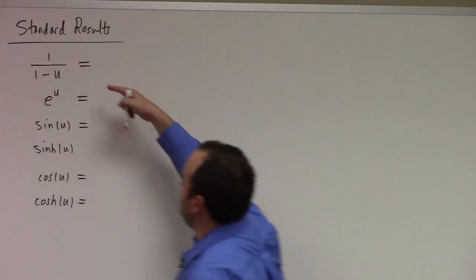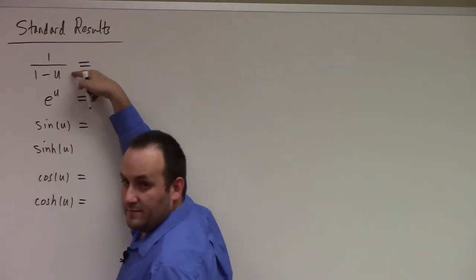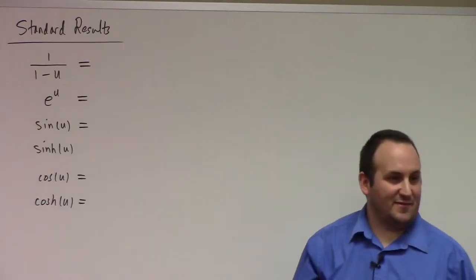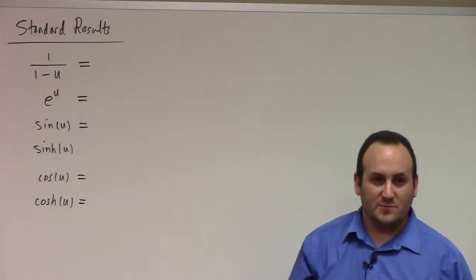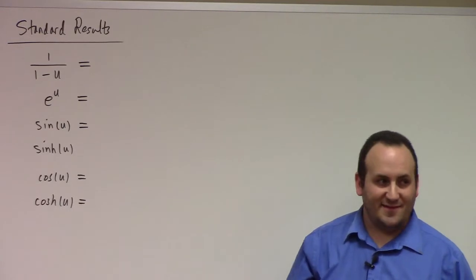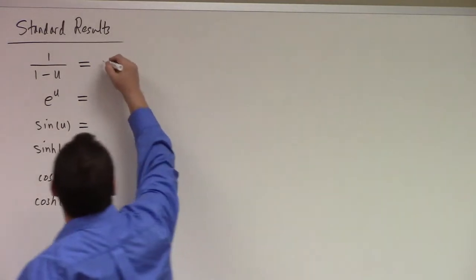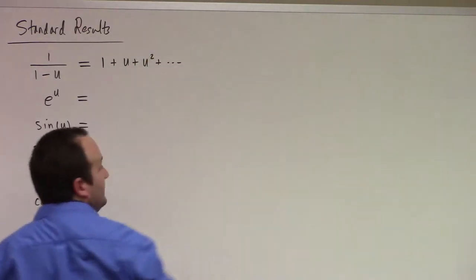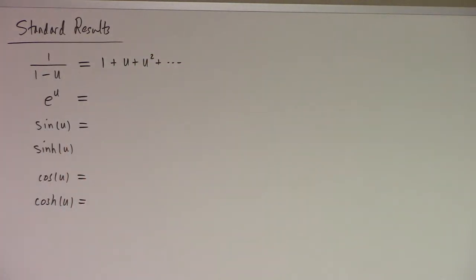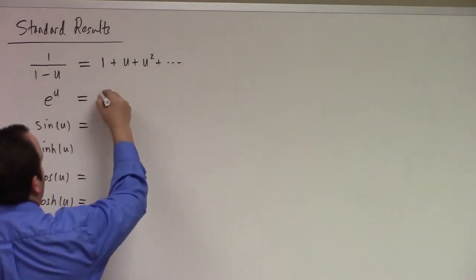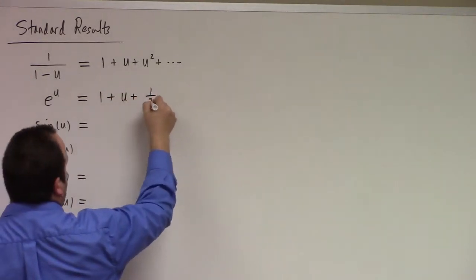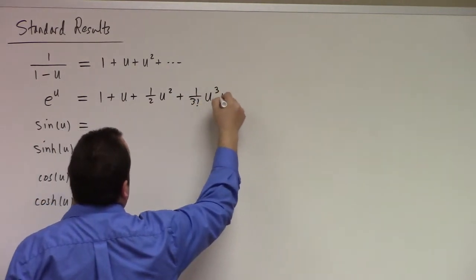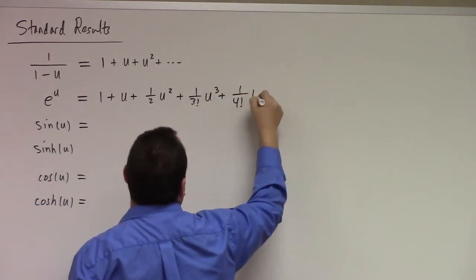So this is the what? Oh no. You guys don't recognize? Yes, geometric. So what is this? This is 1 plus u plus u squared plus dot, dot, dot, right? That minus is important. How about e to the u? 1 plus u plus 1/2 u squared plus 1 over 3 factorial u cubed plus 1 over 4 factorial u to the 4th. Again, I don't need all these, but I'm just doing them for a reason here.